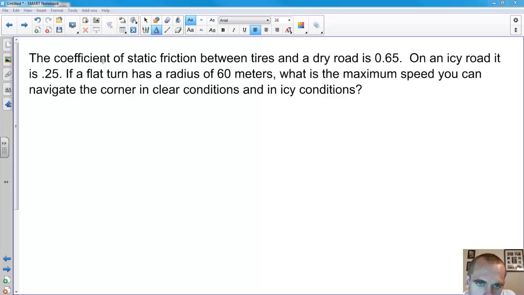We're going to go ahead and work a problem that involves friction and centripetal acceleration. This says the coefficient of static friction between tires and a dry road is 0.65. On an icy road, it's only 0.25. If a flat turn has a radius of 60 meters, what is the maximum speed you can navigate the corner in clear conditions and in icy conditions?